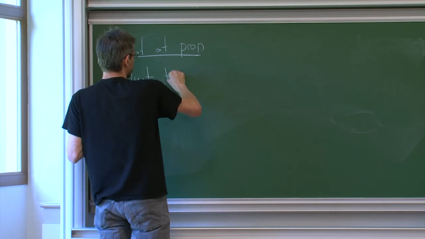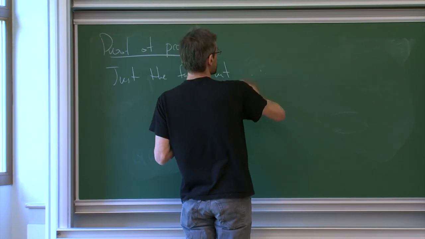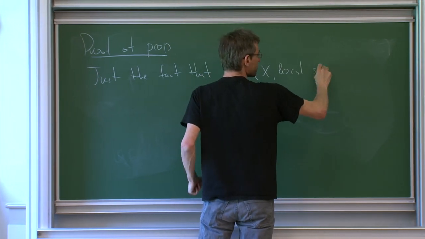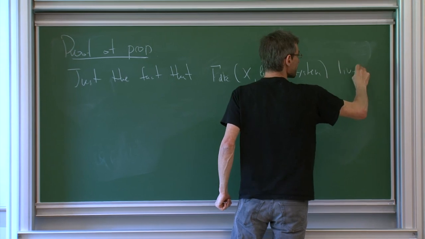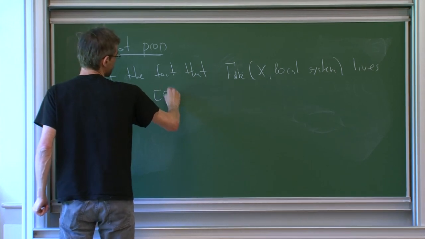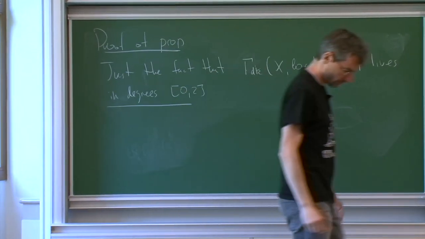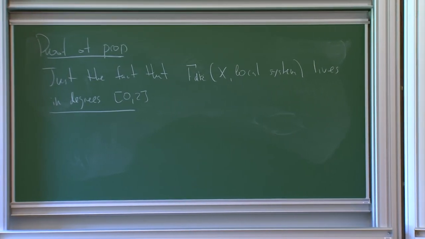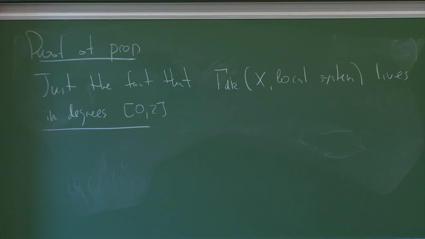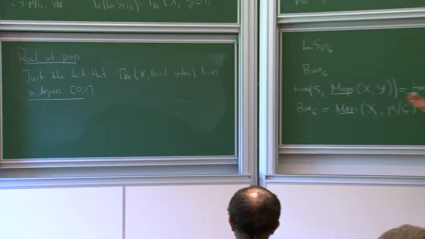Just the fact that H gamma de Rham of a local system lives in degrees from 0 up to 2. I just did it because it's a demonstration. So in derived algebraic geometry, some things you prove just by waving your hands, such as this, and some things you prove in a very concrete and hands-on way.